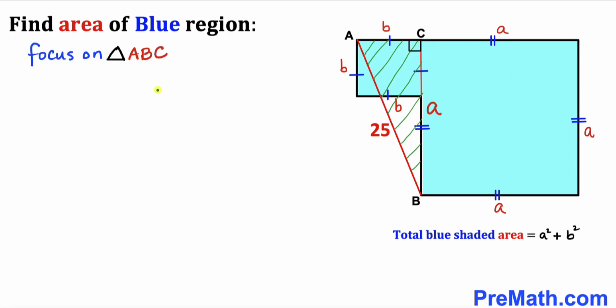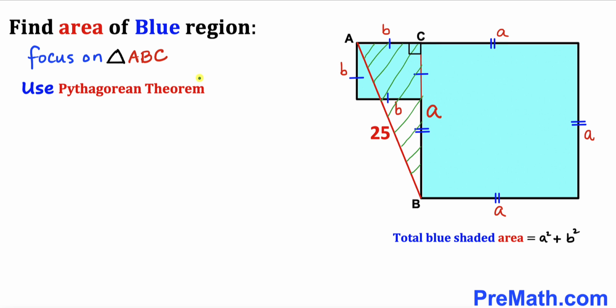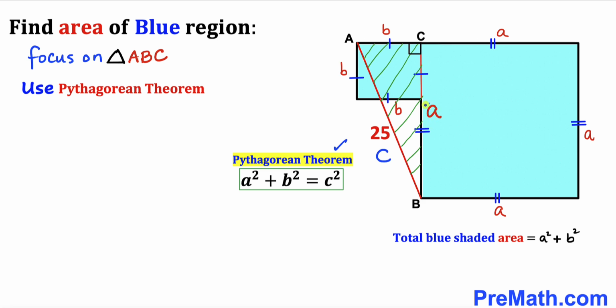And here's our next step. Let's focus on this right triangle ABC, whose side lengths are 25, A and B. So we are going to use the Pythagorean theorem. Here's our Pythagorean theorem: A squared plus B squared equals C squared. Let me call our longest side C. This is our side A, and this is side B.